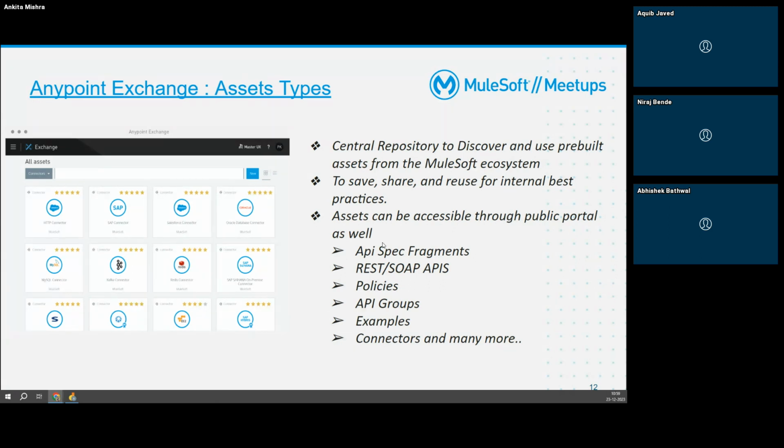Okay, and what are the assets? We have already talked about it. It could be any kind of APIs, it could be a fragment, it can be a policy, it can be API groups, that is a group of APIs having similar kinds of policies or similar functionality, a set of examples, or connectors. Now, what is a connector? We are also going to talk about it. Okay, so these are certain kinds of assets that are present in our Exchange, and many more actually. It's not something where only this much data is there, but all kinds of assets you can find in your Anypoint Exchange.